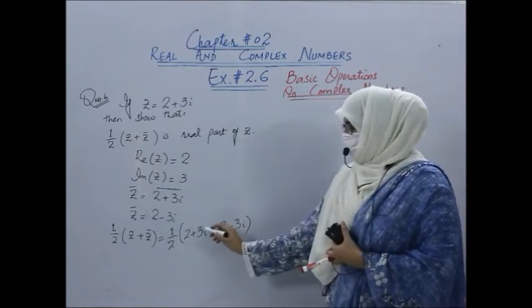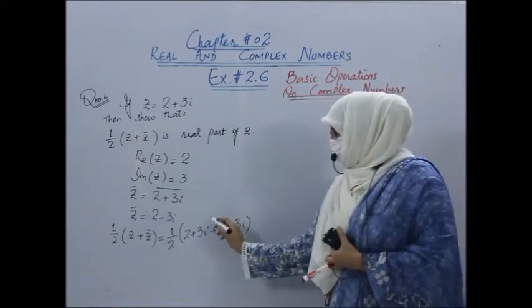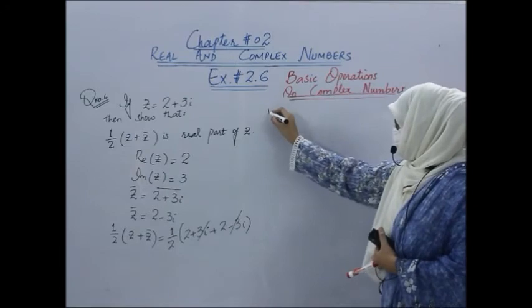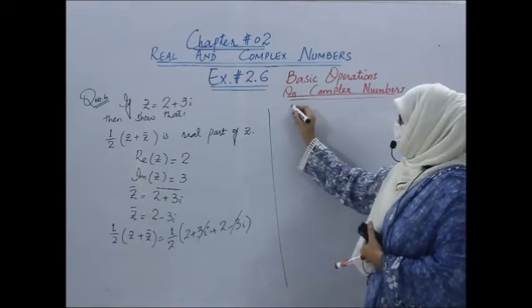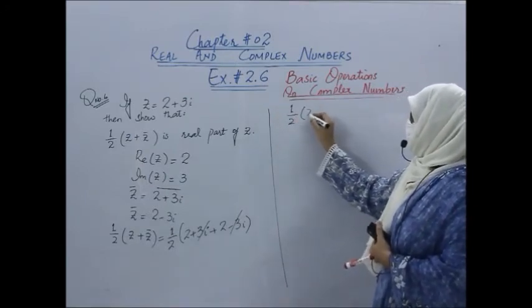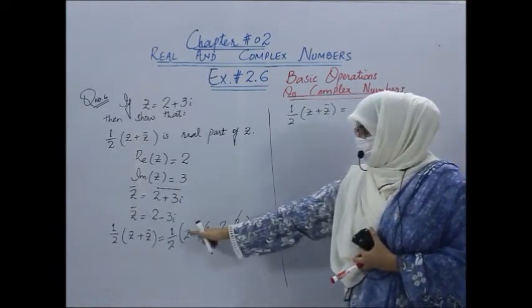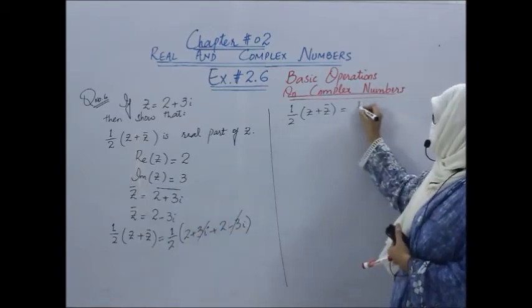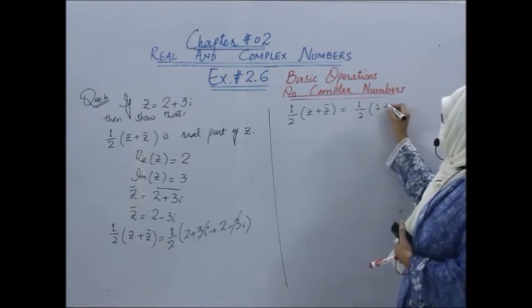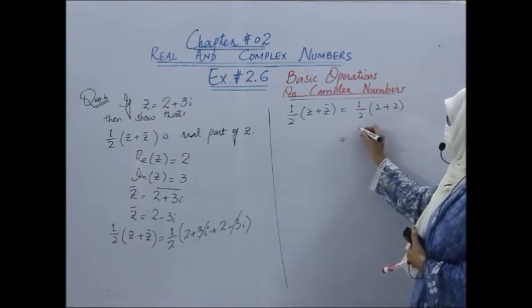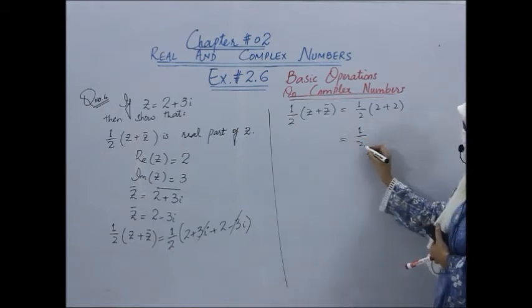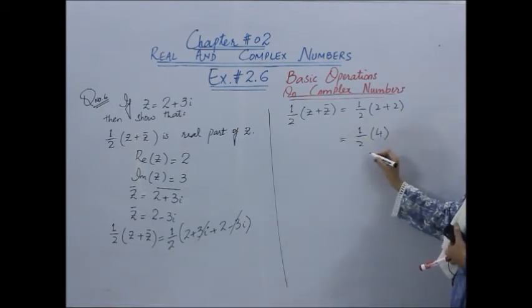So now students, can we cancel plus 3 iota with minus 3 iota? Yes, of course. Now we will have 1 by 2 into z plus z bar is equals to what? 1 by 2 into 2 plus 2. So we just have to solve it. 1 by 2, 2 plus 2 is 4.